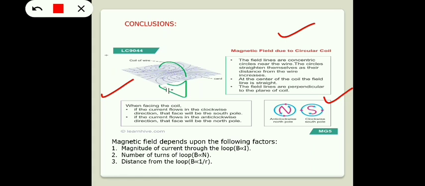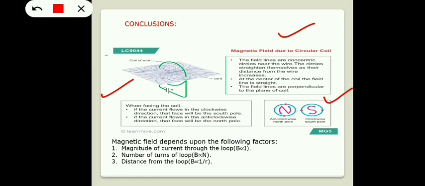So children, let me ask you one thing. Do you think our circular coil acts like a bar magnet actually? Yes. Why? Because within the same circular coil, we have north pole and we have south pole. Okay, so it acts like a bar magnet because it has got both north pole and south pole.